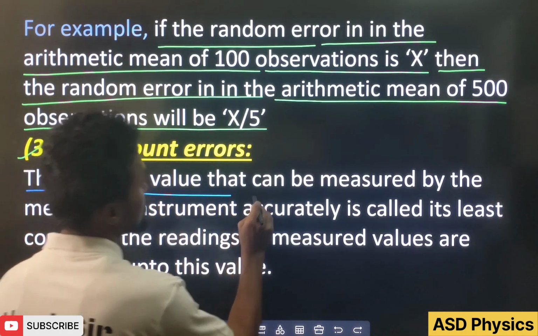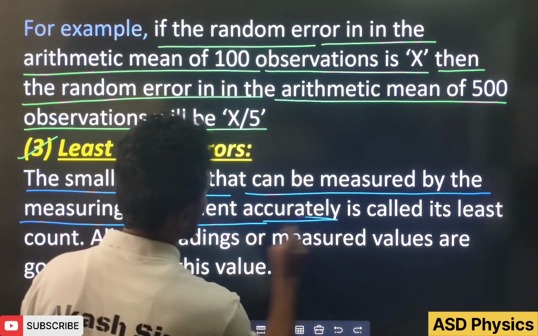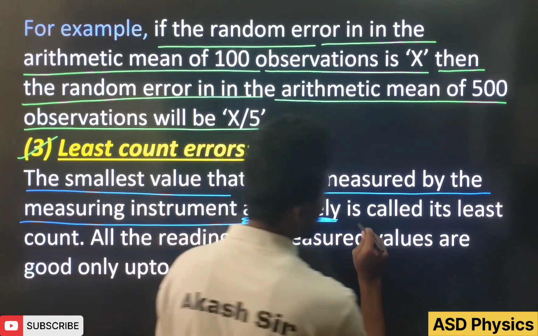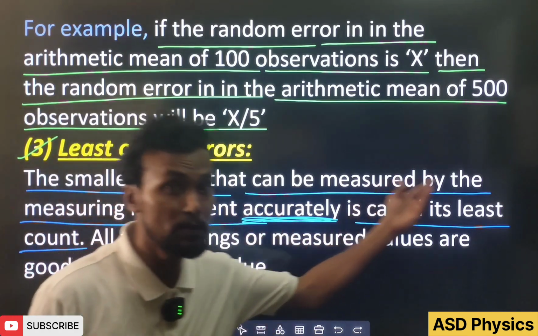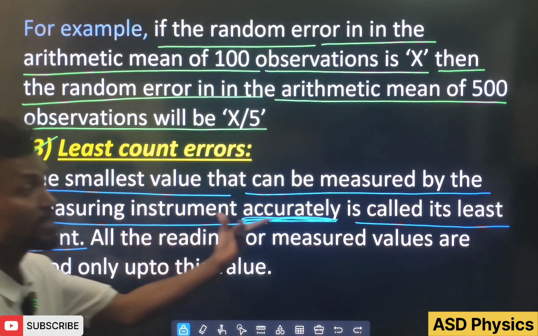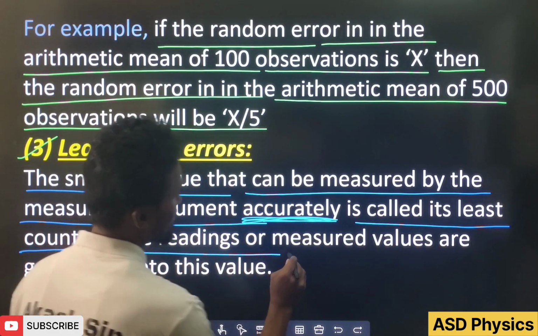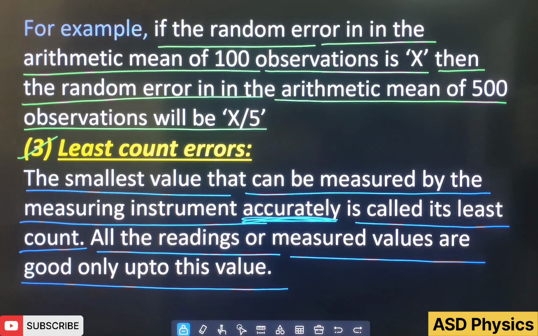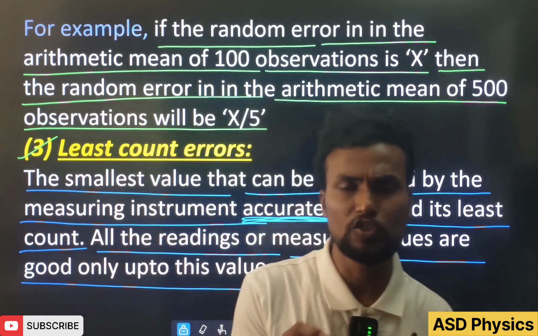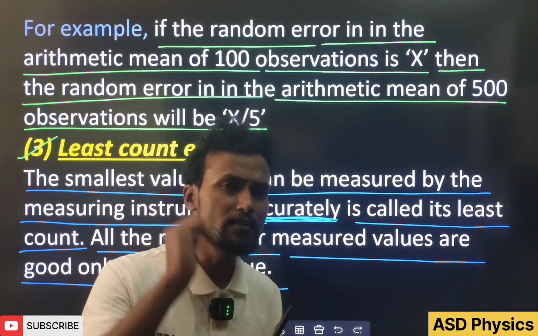See, the smallest value that can be measured by the measuring instrument accurately is called, students, its least count. Again, I'm telling, the smallest value that can be measured by the measuring instrument accurately is called its least count. Okay, see, all the readings or measured values are good only up to this value. Before also I have told you, if we talk about the vernier scale, the least count is 0.01 centimeter.